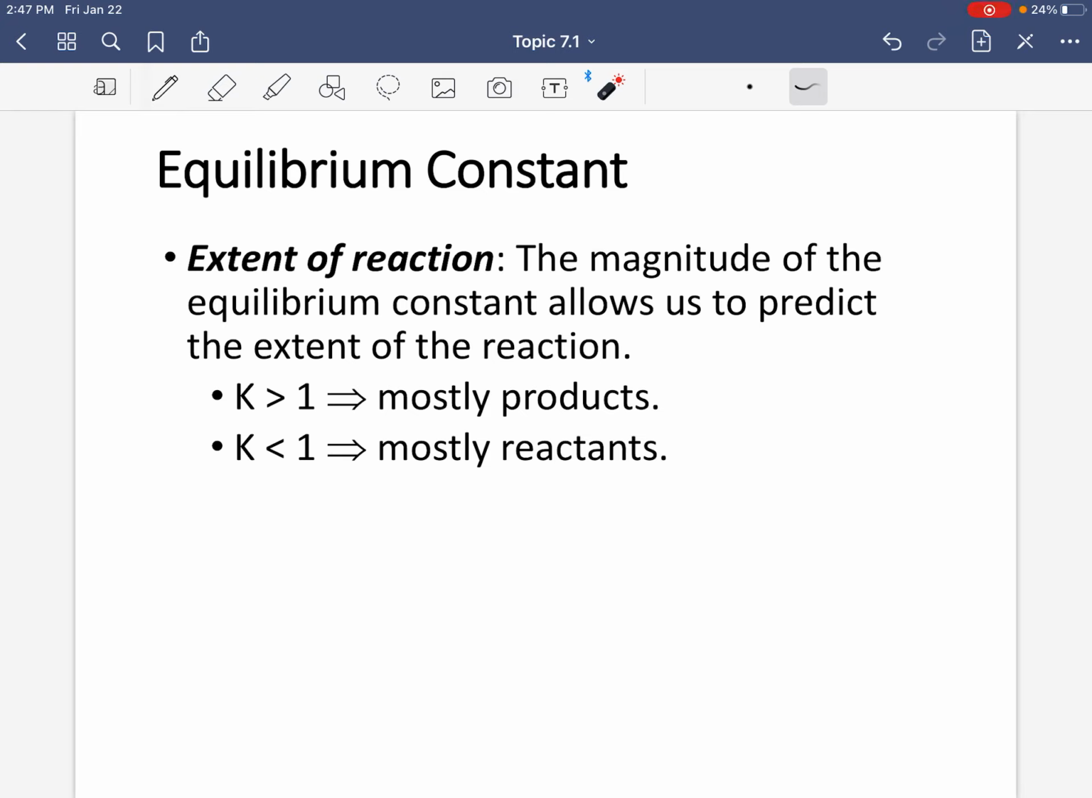Hey, welcome back, guys. So yesterday, or last class, we talked about how to write one of these expressions. And we said this came about knowing the fact that when our forward reaction speed is equal to the reverse reaction speed, we call it a reaction equilibrium. We saw how when a coefficient is changed, Kc will change.